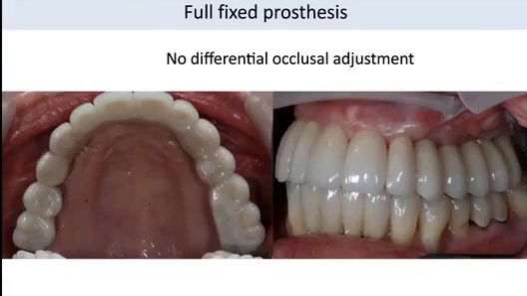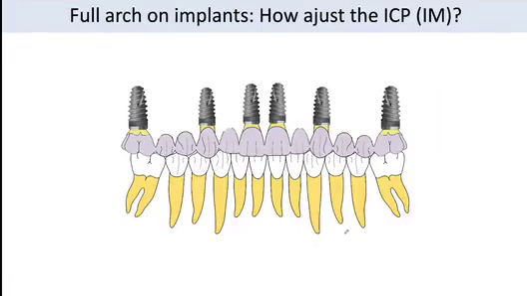It is a full dental arch on implants, and all the teeth must be in contact. There is no differential occlusal adjustment. In this situation, full arch simultaneous contacts. So from this moment, we have two different situations: full arch and a single implant.